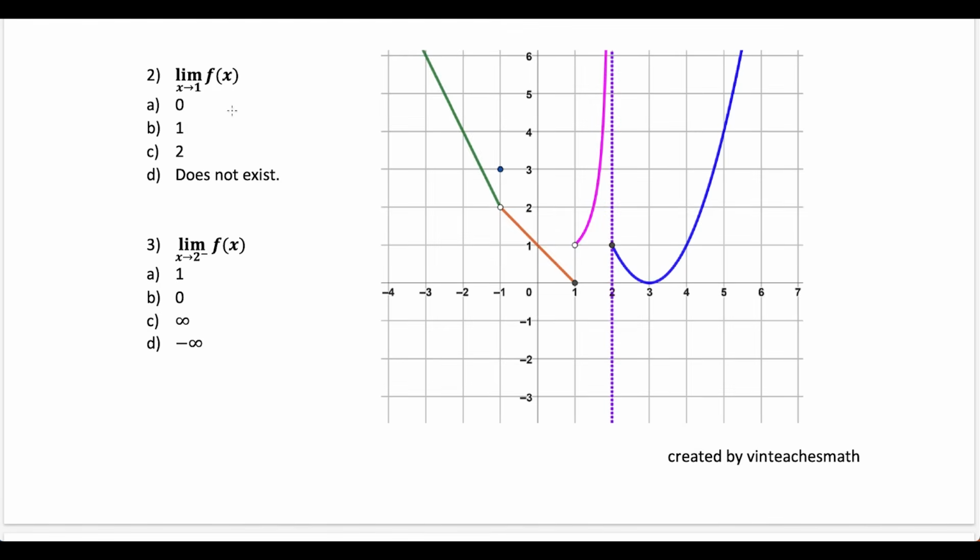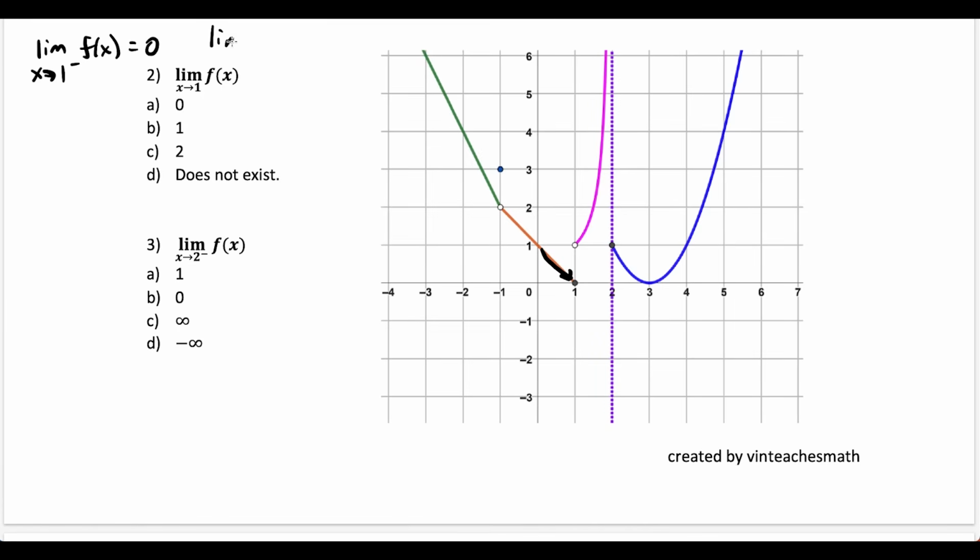So next up, now we want to find the limit as x approaches 1. So notice if we approach from, let's say, the left side, so we're getting close to x equals 1 on the left side, the y value is heading down to 0. So I'm just going to write that over here. The limit as x approaches 1 on the left side of f of x is equal to 0.